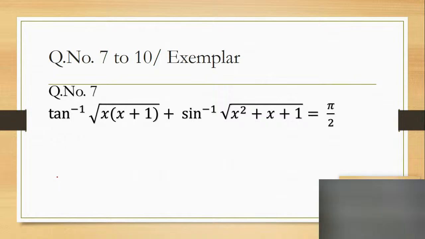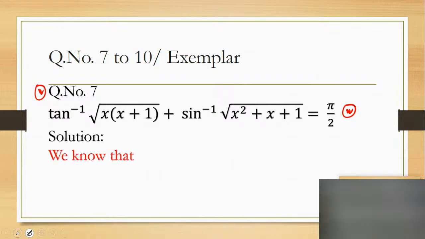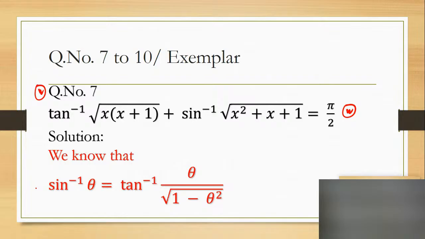Let's see the solution of questions 7 to 10 once again. So tan inverse of root x plus 1 plus sin inverse of root x squared plus x plus 1 equal to pi by 2. In this question, we are asked what is the value of x. Let's see the solution. First of all, we recall sin inverse theta equal to tan inverse theta by root of 1 minus theta square. Instead of theta, we have root of x squared plus x plus 1.